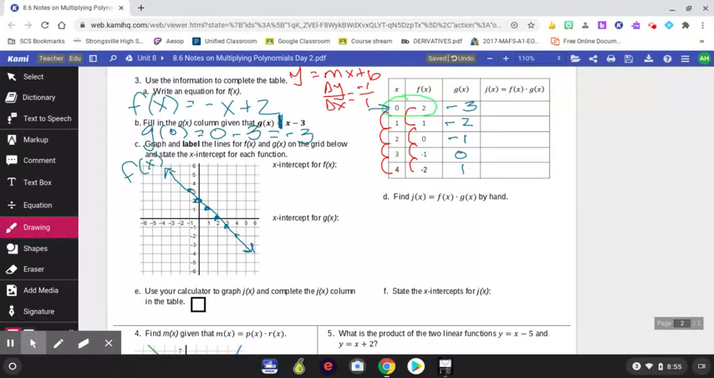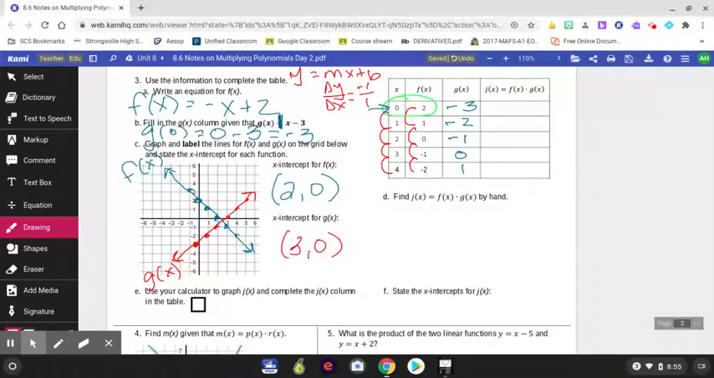The g function has a y-intercept of negative 3 and a slope of 1. So up 1 to the right 1. And again, I'm just going to extend so that I go through both the x and the y axis. Okay, and then I need to label this one, g of x. State the x-intercept for each function. Okay, so the x-intercept, again, is where you are crossing the x-axis. The f function is crossing the x-axis at 2, so 2, 0. And the x-intercept for g of x, the g function is crossing the x-axis at 3, so 3, 0.